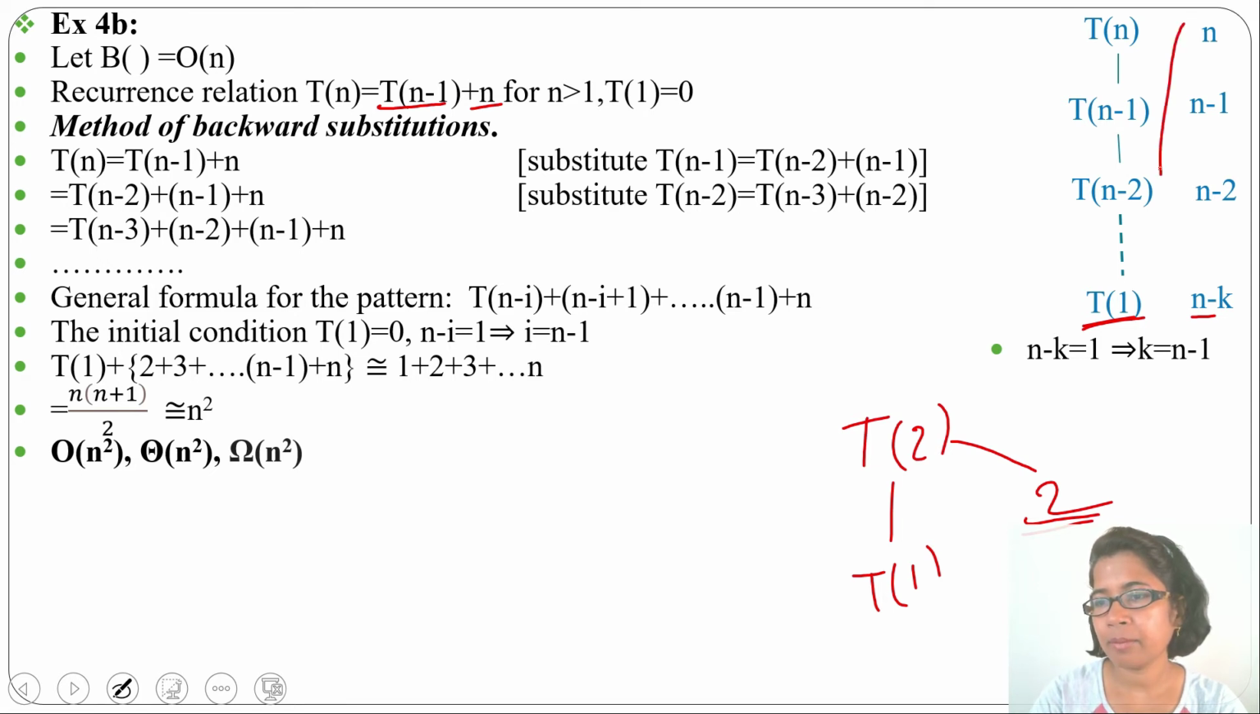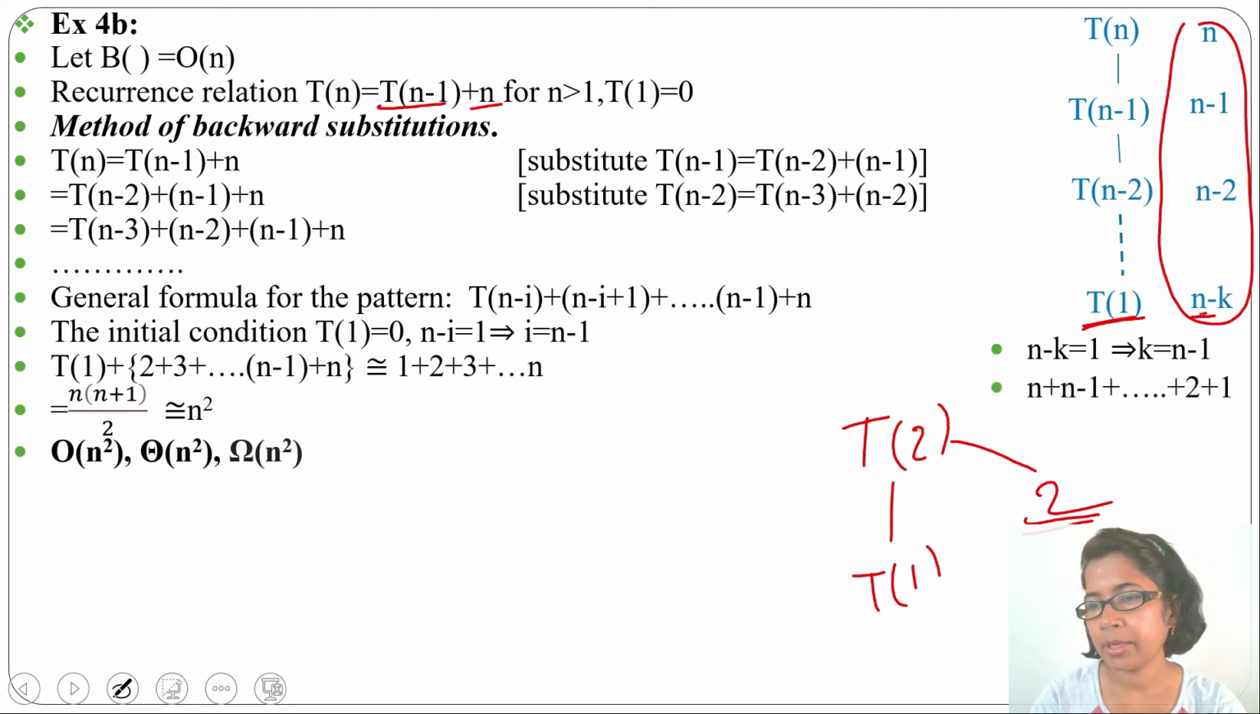Now for running time we need to add all these, n plus n-1 up to 1, as n-k equals 1. So this addition formula is n(n+1)/2. Approximately it is n square. So you can say running time is big O of n square or theta of n square or omega of n square. Actually, in running time, we are finding the approximate time.